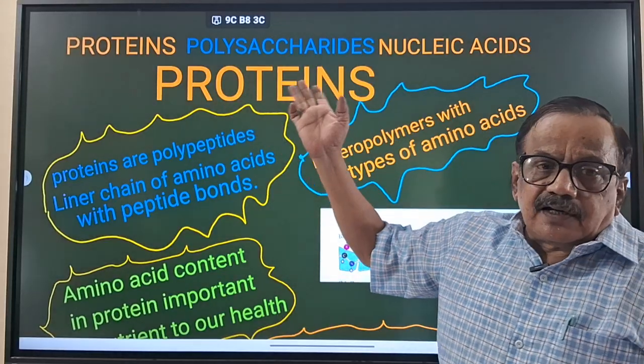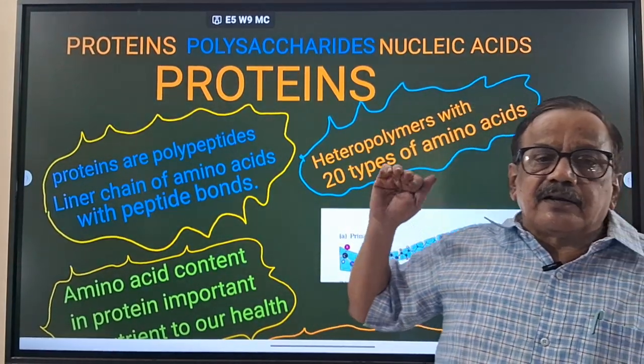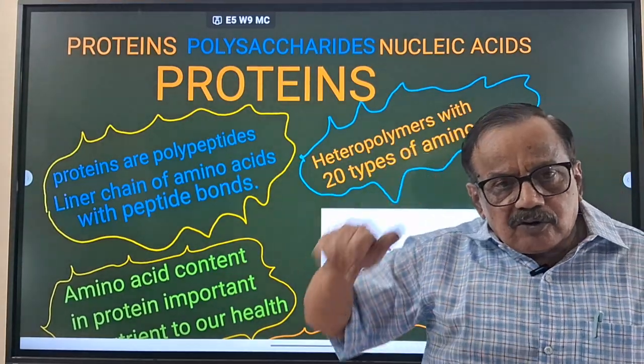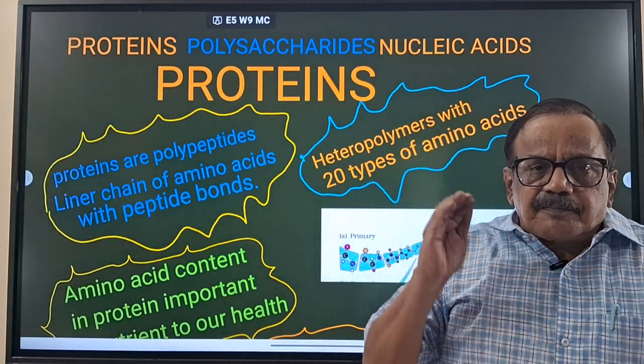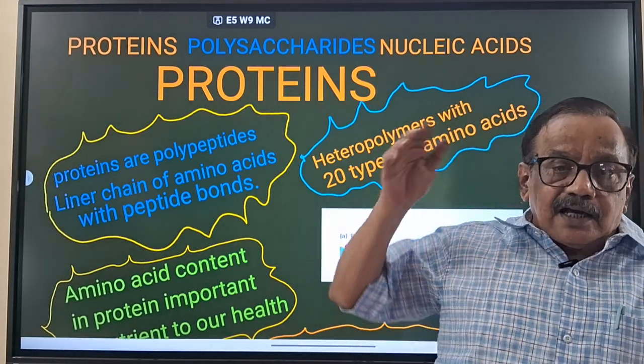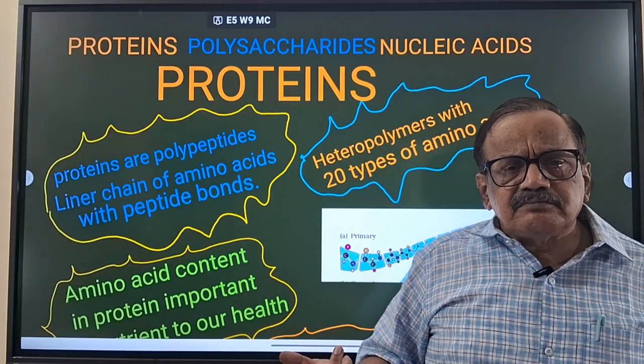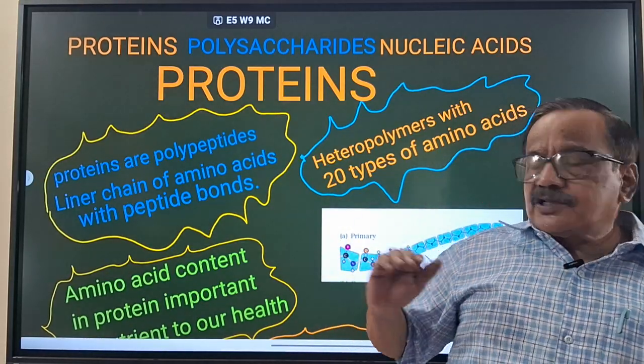And one more common point they will ask in NEET. What is the common point? They are made up of monomers. They are present in the retentate. They are non-acid soluble, they are not soluble in acid. So these are the common points.